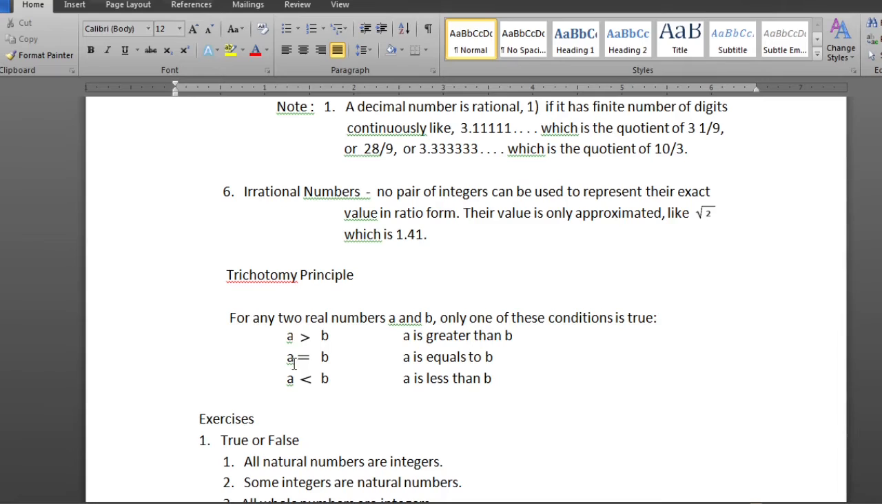Now let's go to the trichotomy principle. For any two real numbers a and b, only one of these conditions is true. So for any three conditions, like a is greater than b, a is equal to b, a is less than b, one of these conditions is true. One and only one of these conditions is true.